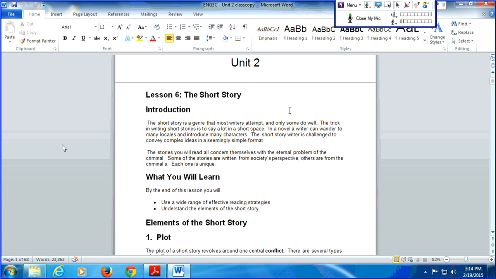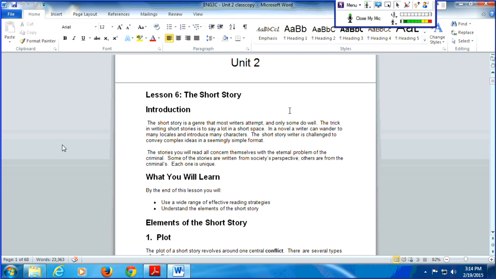The ones that we're going to be reading in class during this unit are no longer than 8 pages. It is, I believe, the longest one we're reading. So they're not long, but a lot happens in a very short time. So the stories you will read all concern themselves with the problem of the criminal. Some are written from the society's perspective, others from the criminal's. But each one is unique.